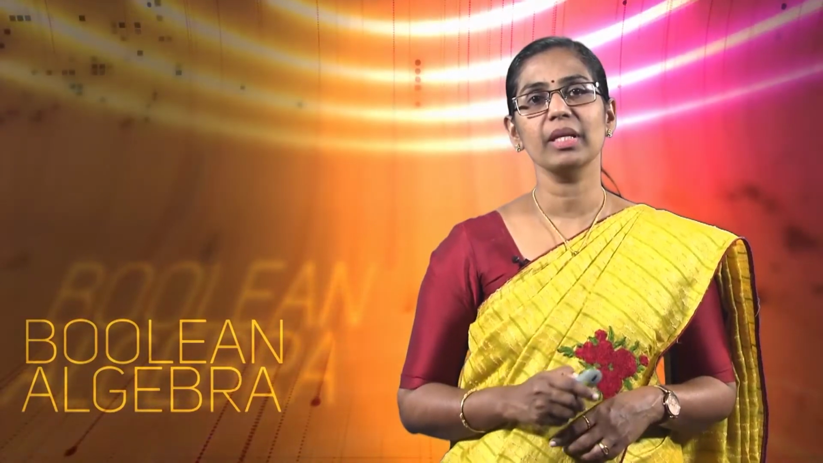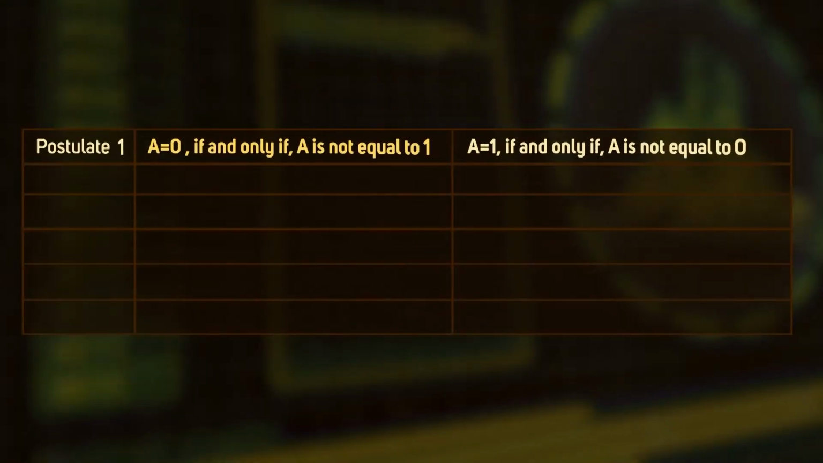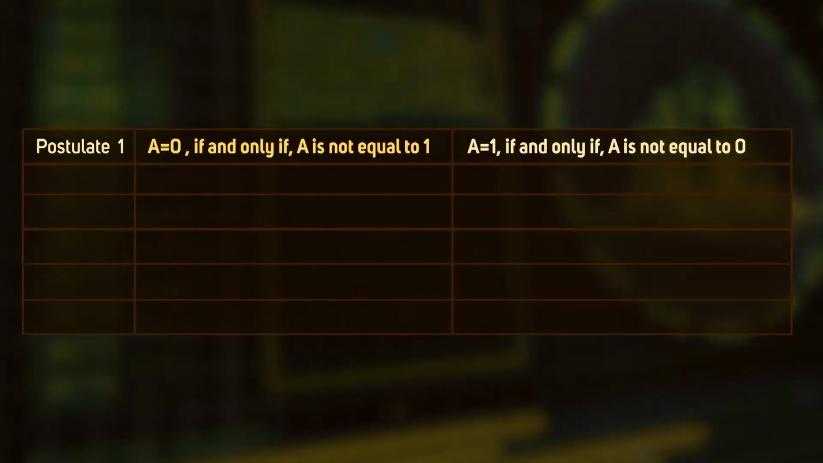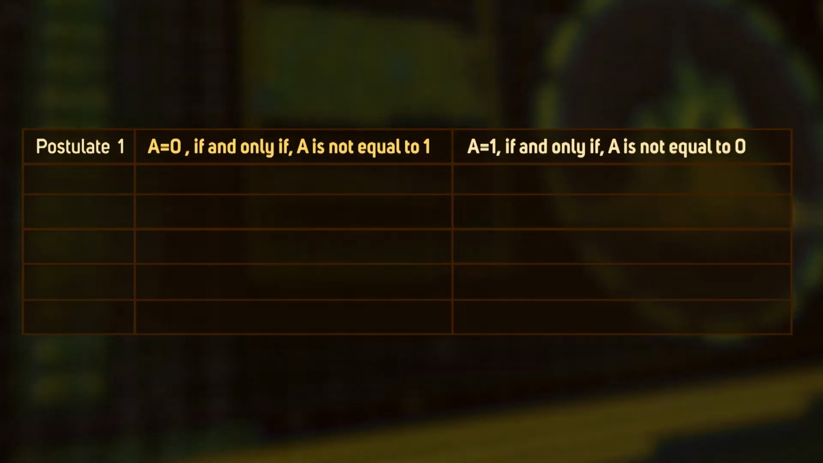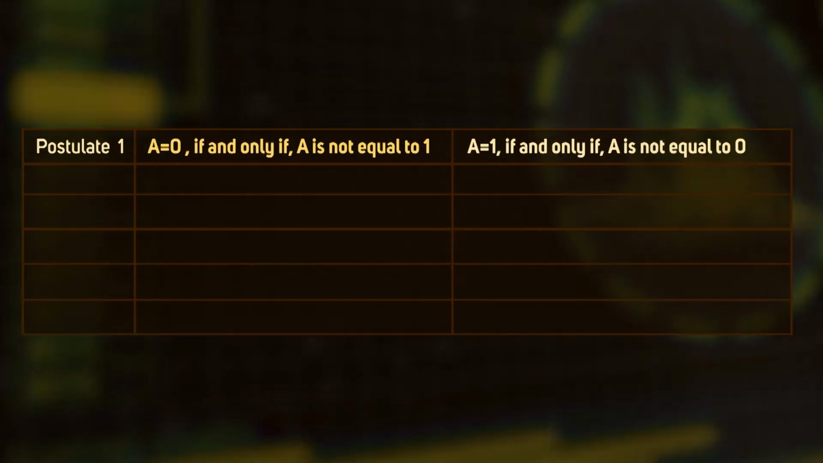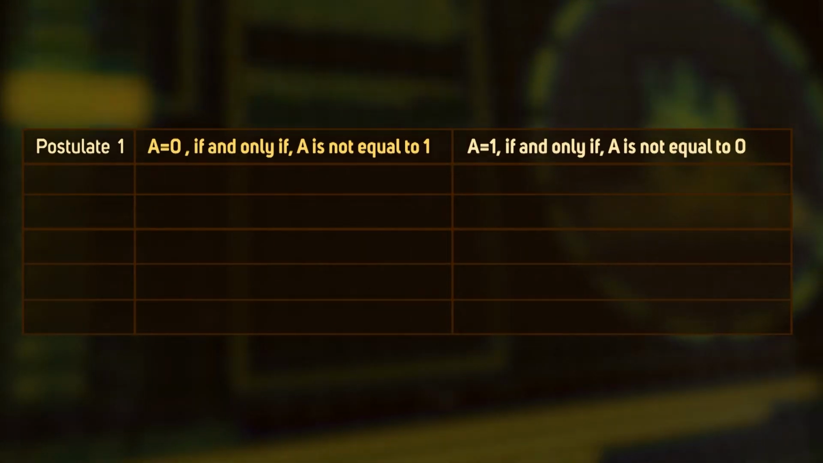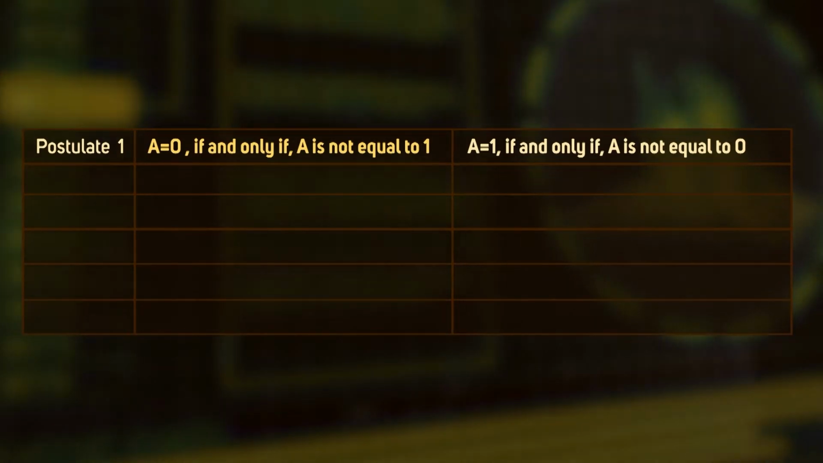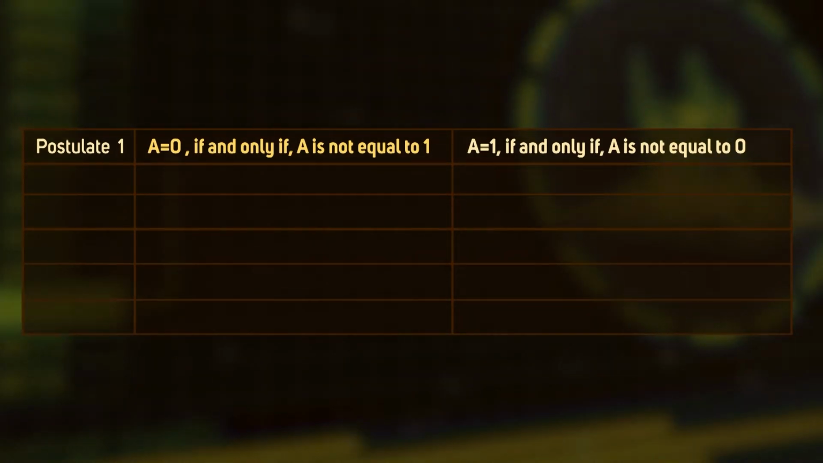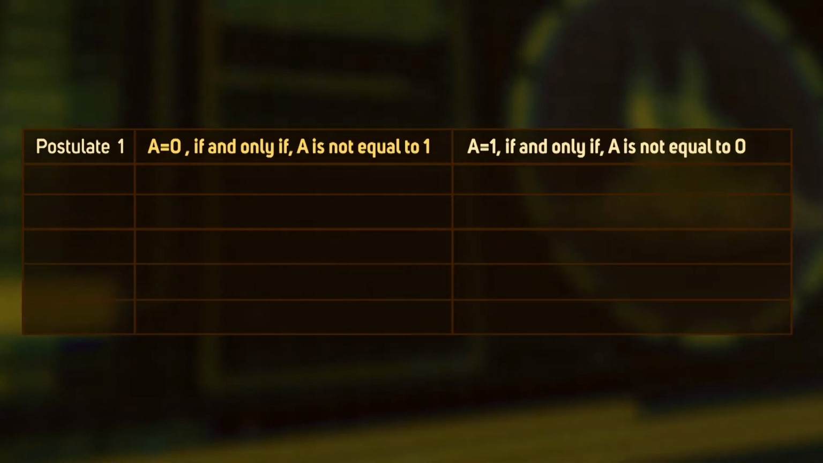The table given here lists out the postulates of Boolean algebra. They are: the first postulate is defined as A equal to 0 if and only if A is not equal to 1, and A equal to 1 if and only if A is not equal to 0. It clearly states that the variable A can take only two values, 0 and 1.